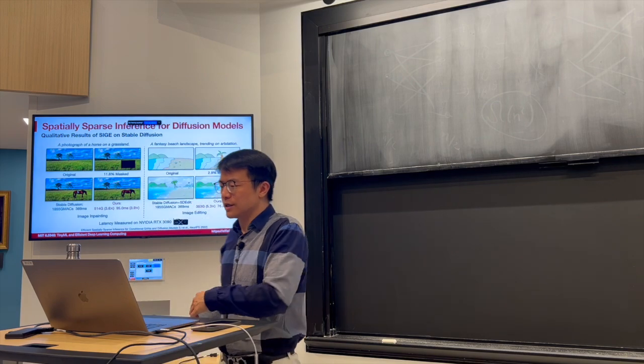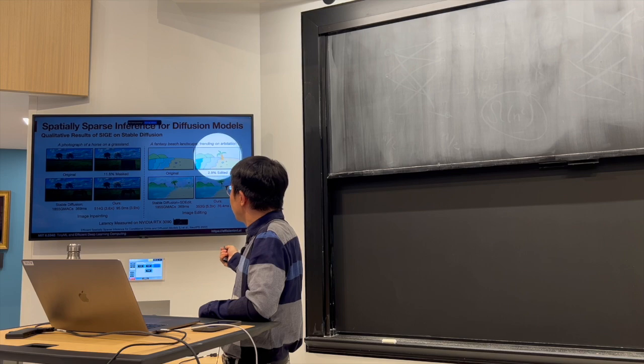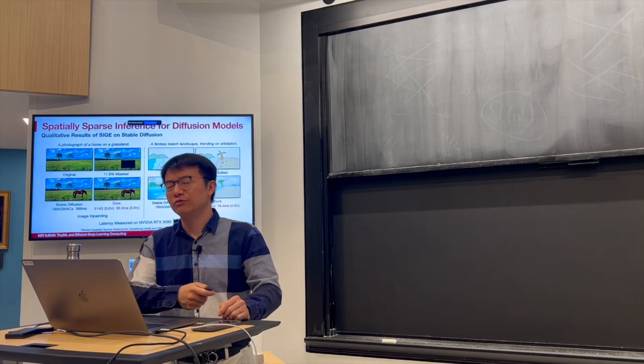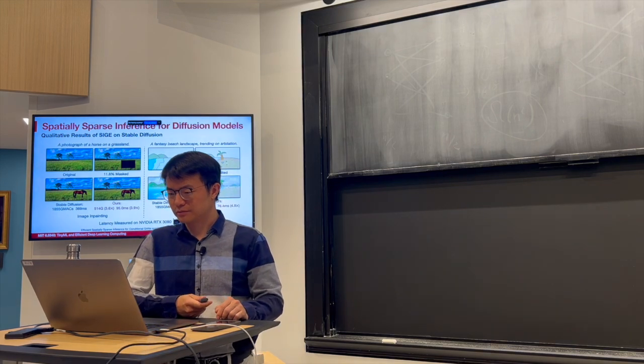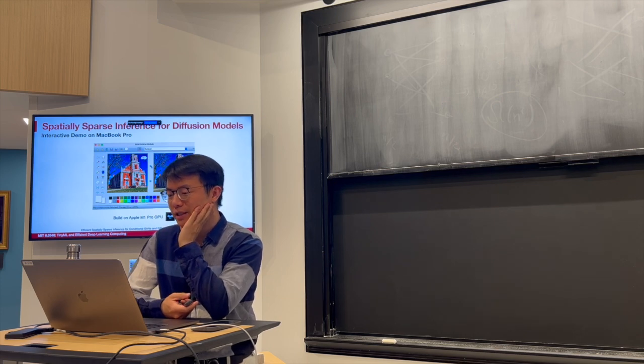So this is another example. We only edited 3% of the pixels, added a coconut tree. So this is the baseline model, this is our model. The generated quality is pretty much the same while being more than 4x faster. So this is a real-time demo showing that this technique can enable interactive photo editing. For example, adding some cloud to the image.